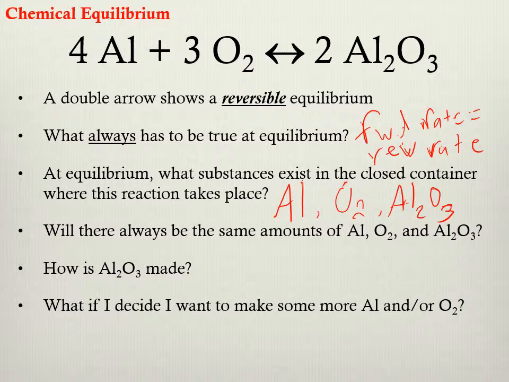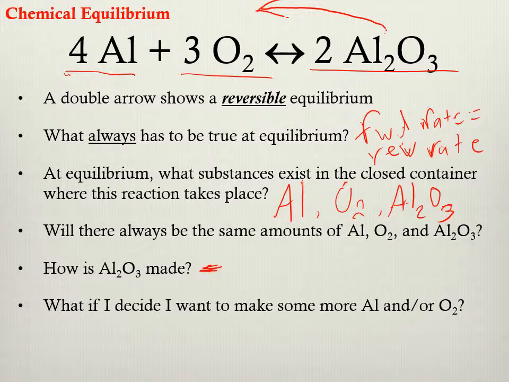How do we actually make this Al2O3 though? Well, we make Al2O3 by taking some of this aluminum and some of this oxygen in a 4:3 ratio and combining them to make 2 moles of Al2O3. So by that logic, the last question: what if I decide I want to make more of the Al and O2? How can I make more of the reactants? Well, to that we could do the reverse reaction. We could take some of this Al2O3 over here and break it apart, split it back up into its original pieces of Al and O2.